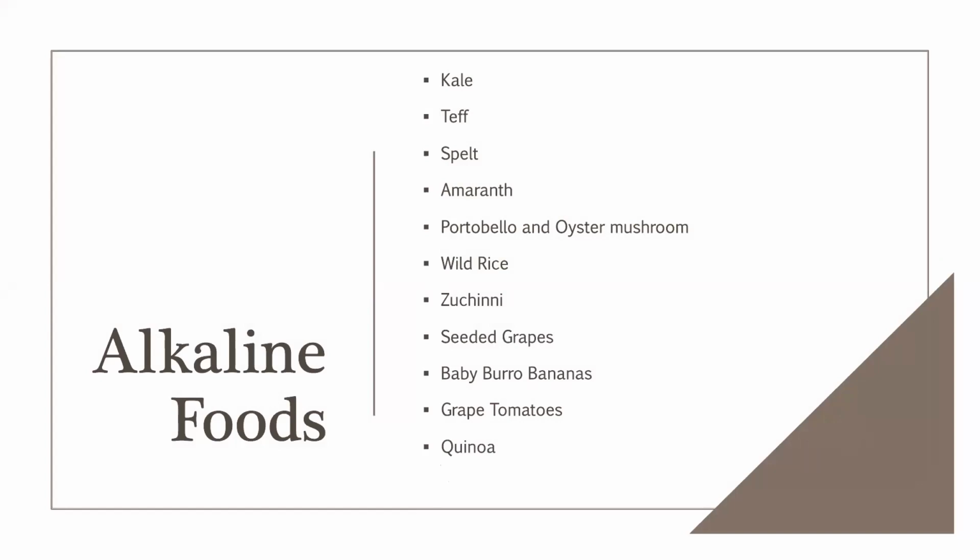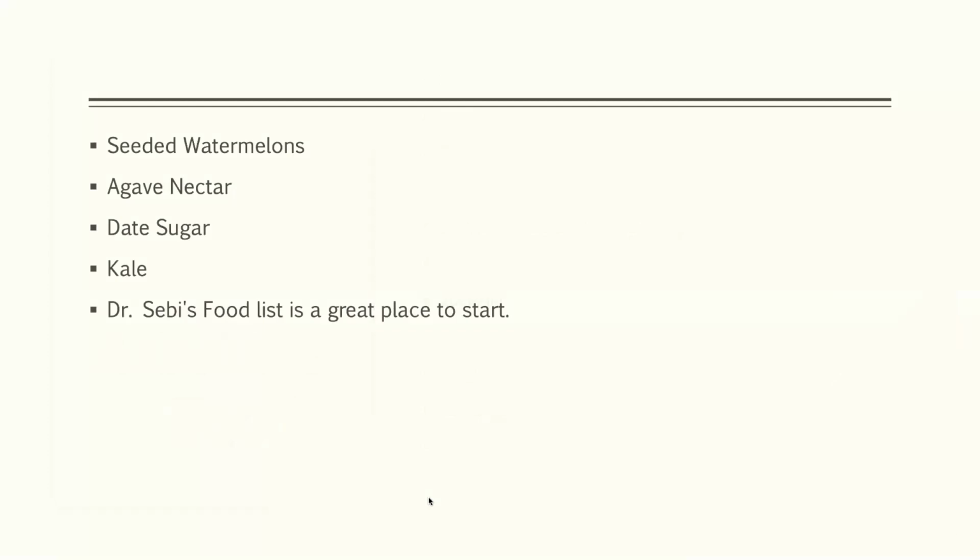I'm specifying seeded because that's your more natural form of grapes. Don't get those crazy cotton candy grapes or whatever flavor of the month they come out with. Baby burro bananas, grape tomatoes, quinoa, seeded watermelons if you're lucky enough to find them because they're not easy to find. I couldn't find any all summer. Agave nectar in moderation. Date sugar is the better choice, date syrup, kale. And again, research Dr. Sebi's food list. It's a great place to start.